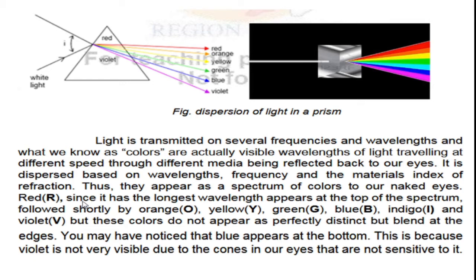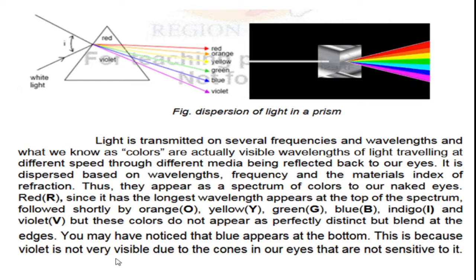Red, since it has the longest wavelength, appears on top of the spectrum. Remember, red has the longest wavelength and appears on top. It is followed shortly by orange, then yellow, then green, then blue, indigo or dark blue, and violet. Notice there is a light blue and a dark blue. The dark blue is called indigo.